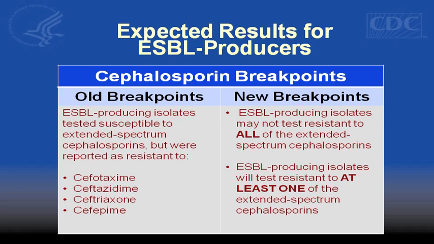What you can expect is that ESBL producing isolates will test resistant to at least one of the extended spectrum cephalosporins. So most laboratories are testing at least 2, or that's what we hope. And the drugs, so one of them would be ceftazidime, and the other one would either be ceftriaxone or cefotaxime. And resistance to ceftriaxone and cefotaxime are almost identical. So you would expect an ESBL producer to test resistant to one of those 2 drugs, but not necessarily to both.